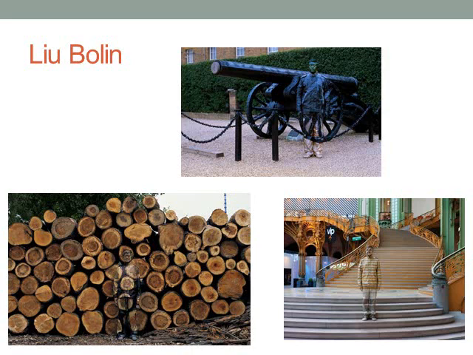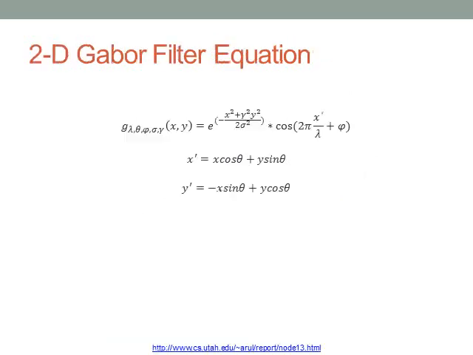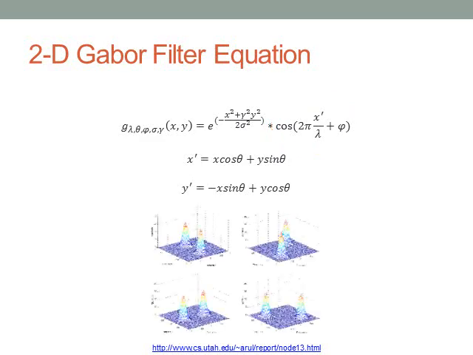from his backgrounds. A two-dimensional Gabor filter is nothing more complicated than a Gaussian modulated by a sinusoid. This is the equation for a 2D Gabor filter. As you can see, it is comprised of a Gaussian kernel multiplied by a sinusoid. Also, as you would expect, the frequency response is nothing more than two Gaussian pulses corresponding to the modulating sinusoid.